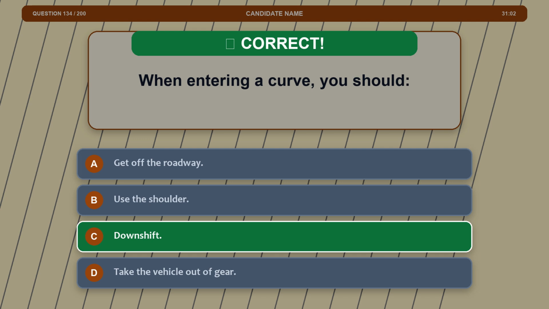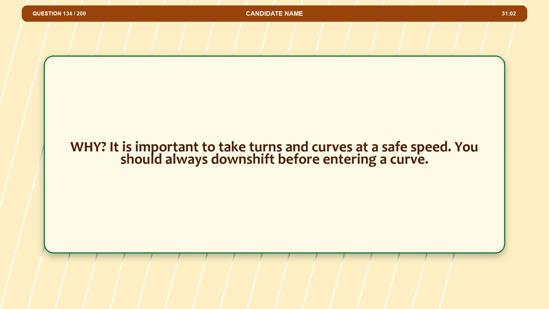The correct answer is option C. Downshift. Explanation. It is important to take turns and curves at a safe speed. You should always downshift before entering a curve.